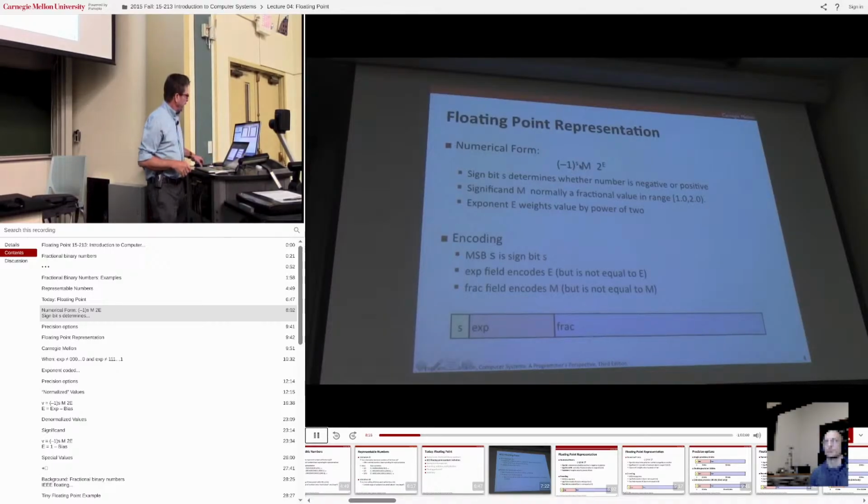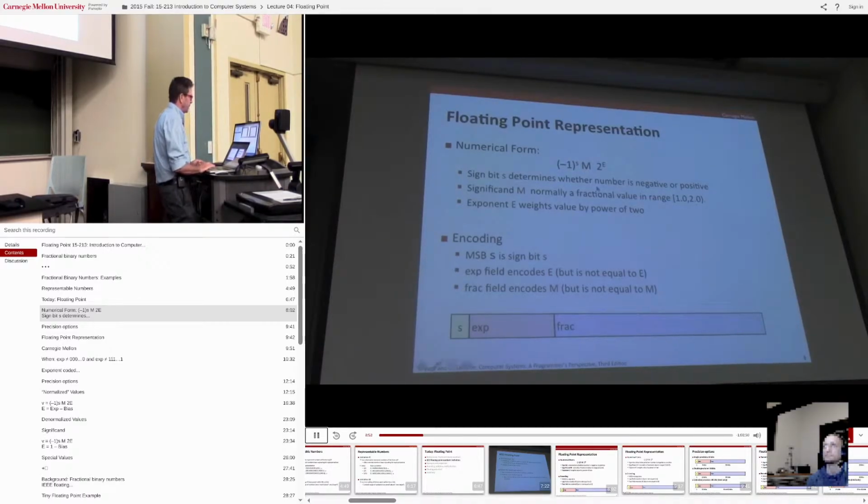So floating point represents numbers in a form like scientific notation. It represents numbers of the form (-1)^s, where s is a sign bit, times a significand m, times 2 to some exponent e. All of the numbers that we can represent in floating point have to be represented in this form.